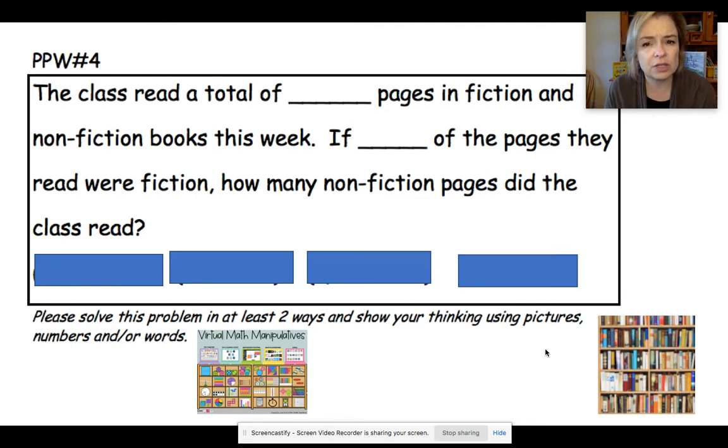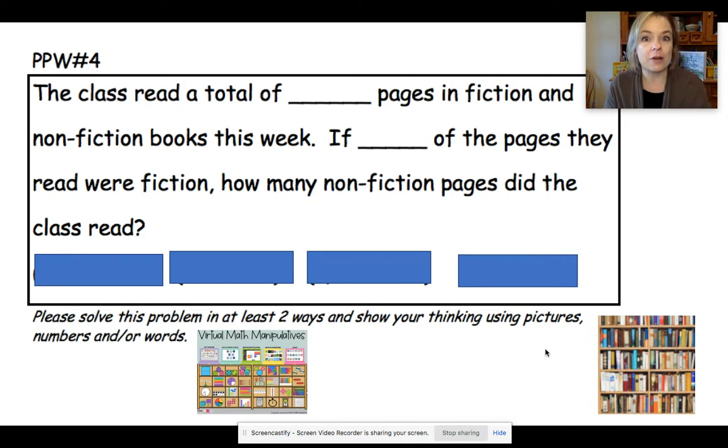Can you make a picture in your mind? You've got your fiction books and your nonfiction books. You know how many pages the class read altogether, and you know how many they read in fiction, but you don't know how many nonfiction pages they read. That's what we're trying to figure out. Can you just stop the video for a second and say that to yourself?